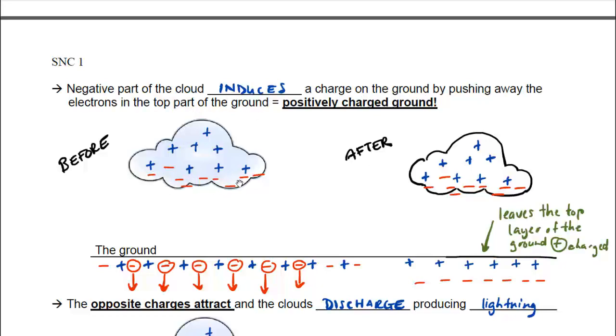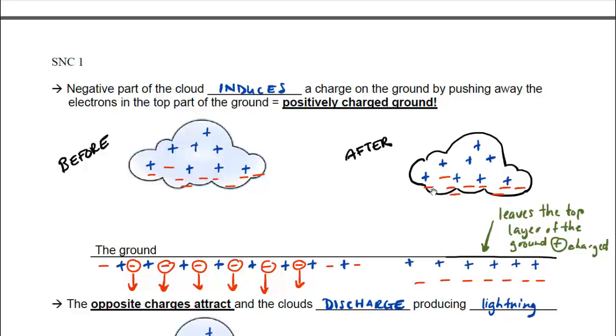So the negatively charged bottom part of the cloud repels the electrons that belong in the neutral ground, just temporarily, and it pushes them down. Here's the second picture here. It pushes them down so that the top layer of the ground is actually left as slightly positive.